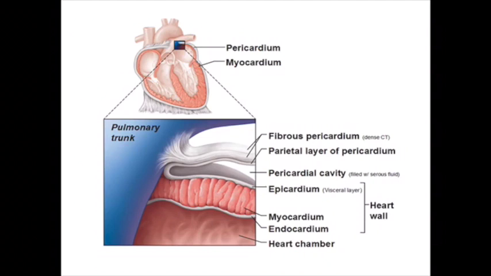The outermost layer of the pericardium is called the fibrous pericardium, and the inner layer of the pericardium is the serous layer. The serous layer has two layers, parietal and visceral layer. In between these two layers, there is a potential space called the pericardial cavity, which is filled with serous fluid called pericardial fluid.